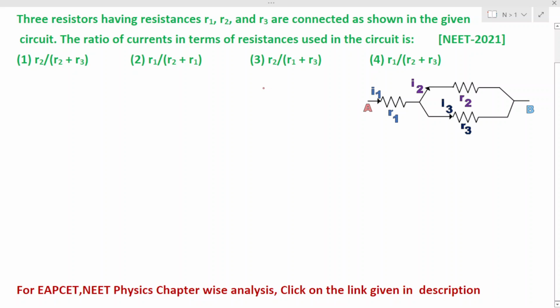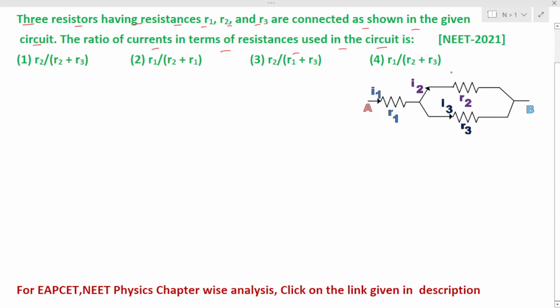Today we are going to discuss previous year NEET questions from the current electricity chapter. Our first question is: three resistors having resistance R1, R2 and R3 are connected as shown in the circuit. The ratio of currents in terms of resistance used in the circuit is.